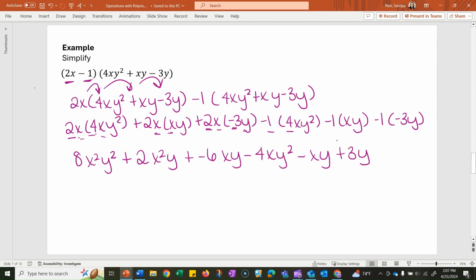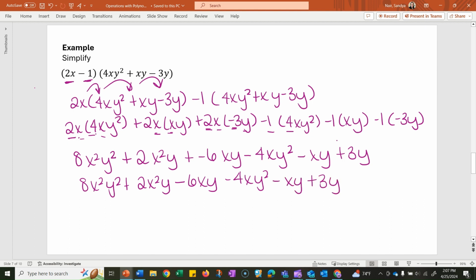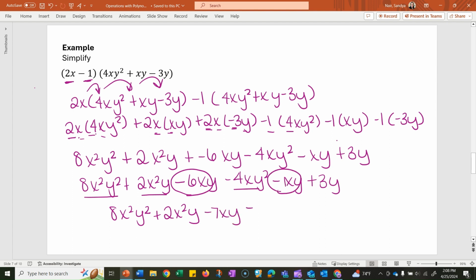Okay, so now let's go ahead and just simplify this. So I have 8x squared y squared plus 2x squared y. This plus minus is going to become a minus 6xy minus 4xy squared minus xy, and then plus 3y. Okay, so let's combine any like terms if we have them. So I have 8x squared y squared that has no like terms. And then I have a plus 2x squared y. And this minus 6xy and this minus xy can combine, which gives me minus 7xy. I have a minus 4xy squared and then plus 3y.